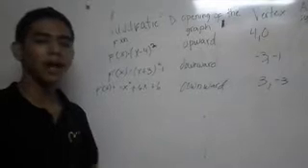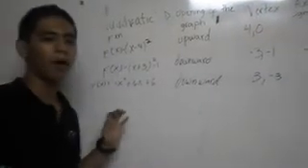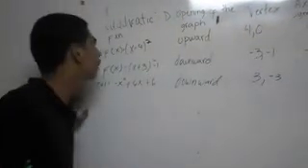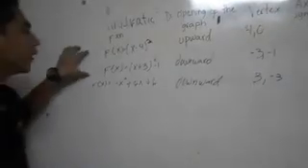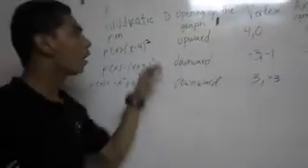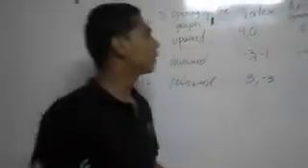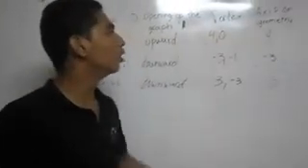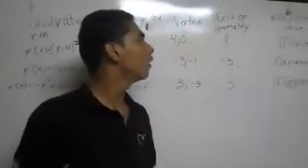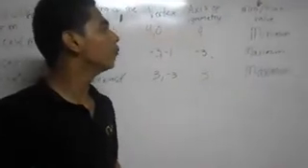And here is another example of the following quadratic function. F of x is equal to x minus 4 squared. Direction of opening of the graph is upward. Vertex 4, 0. Axis of symmetry 4. Minimum or maximum value is minimum.